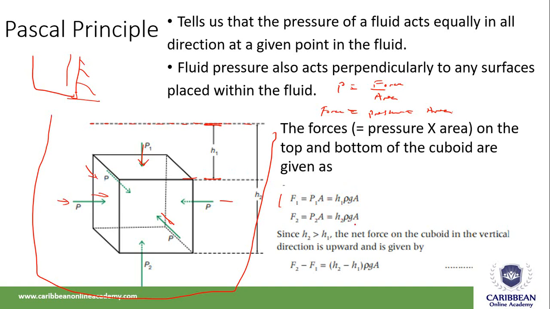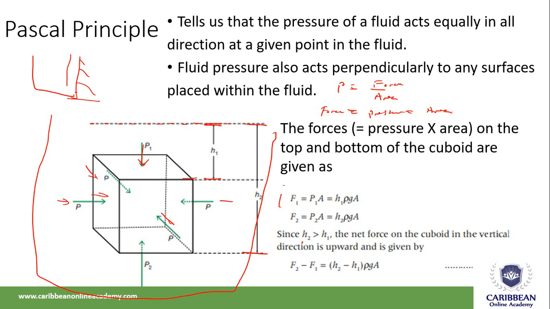And for force 2, we'll do the same thing, but the height is from the top of the fluid to where the bottom plate now starts. You understand? So with that being said, since the heights are different, meaning that height 2 is much larger than height 1, we can then find the net force in the vertical position, right?